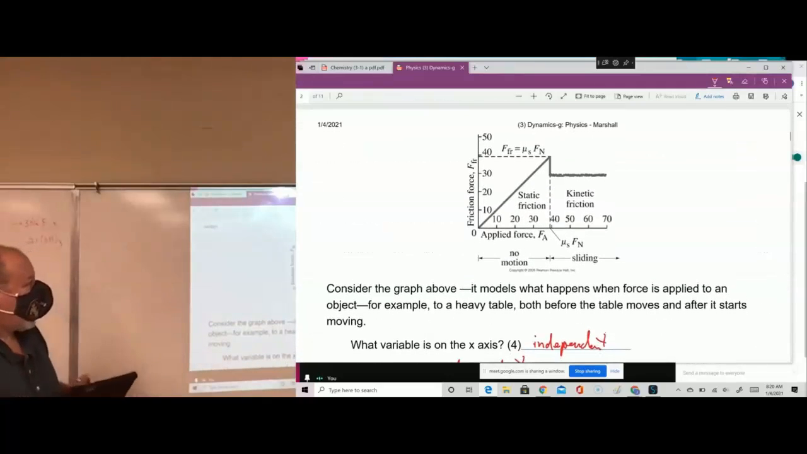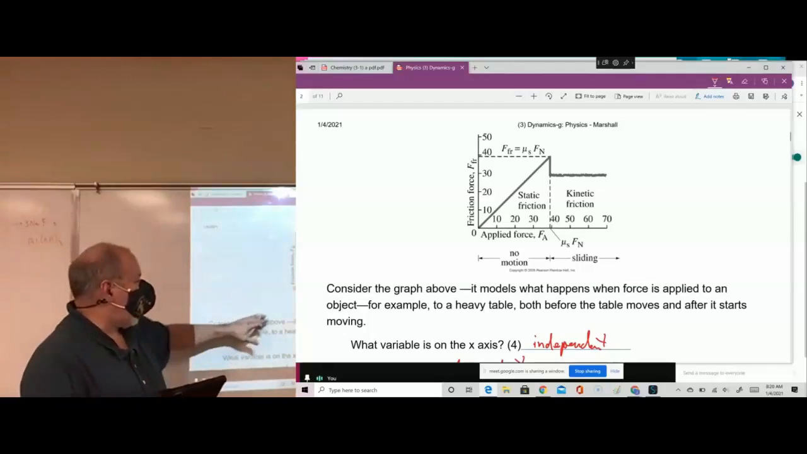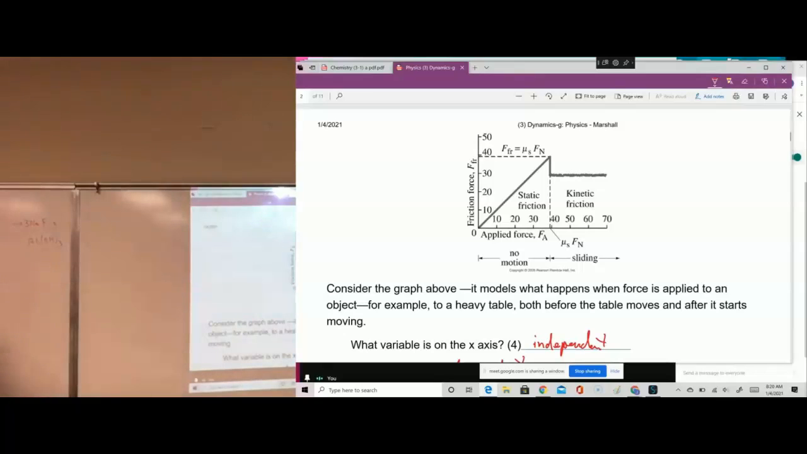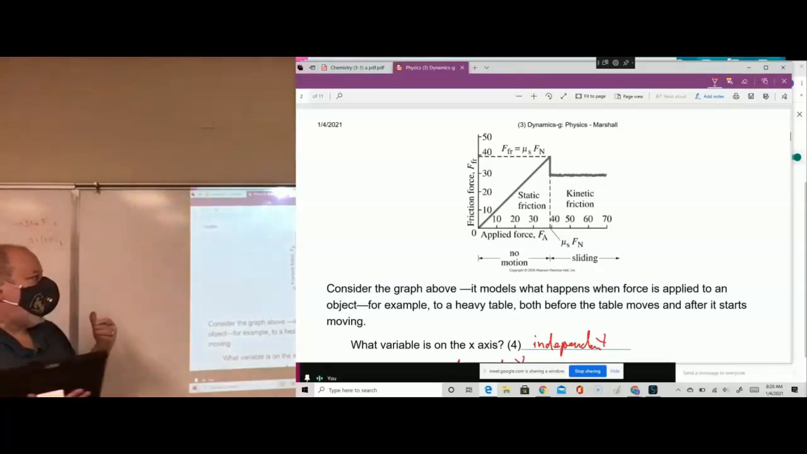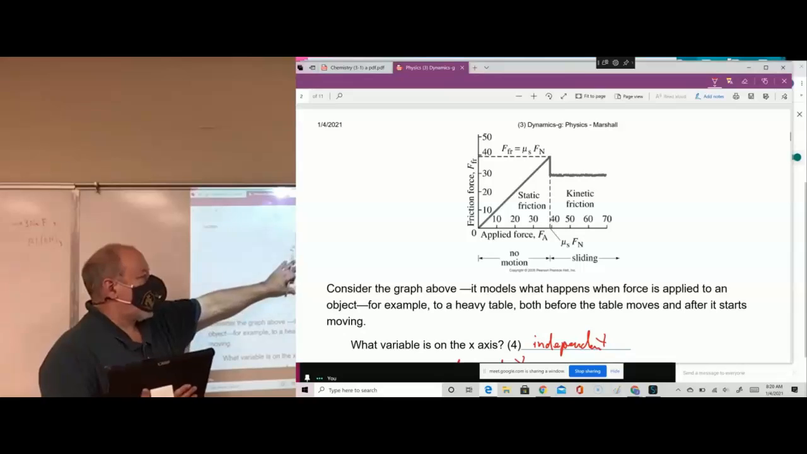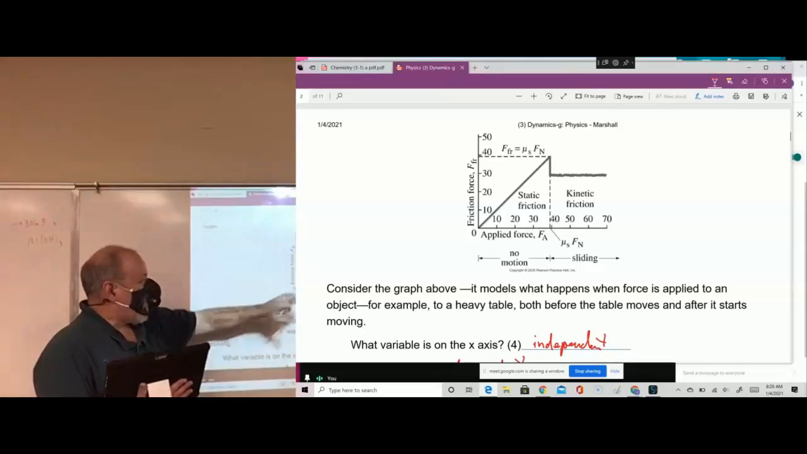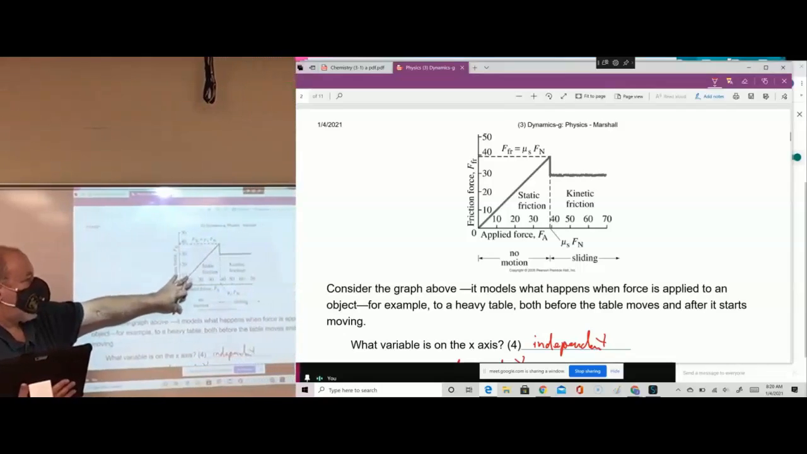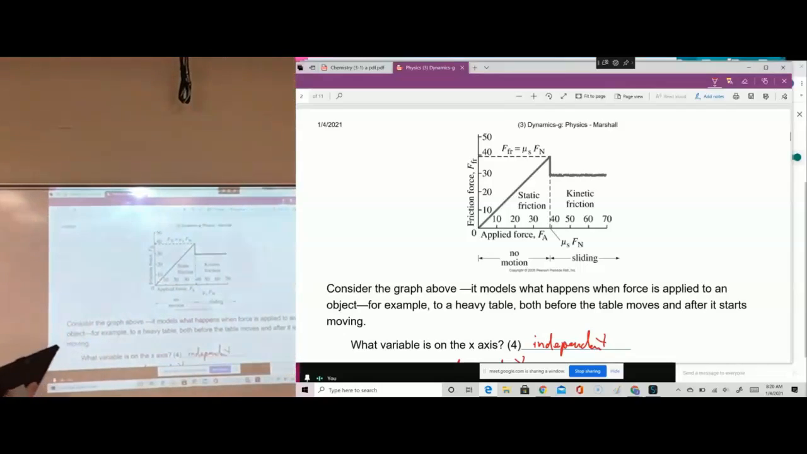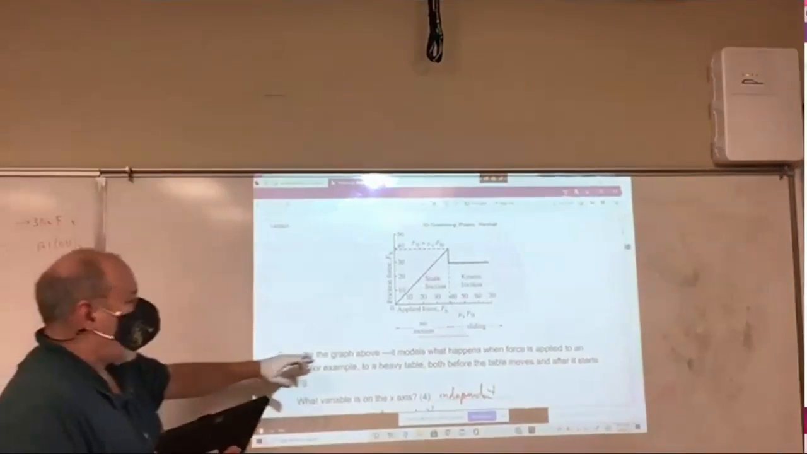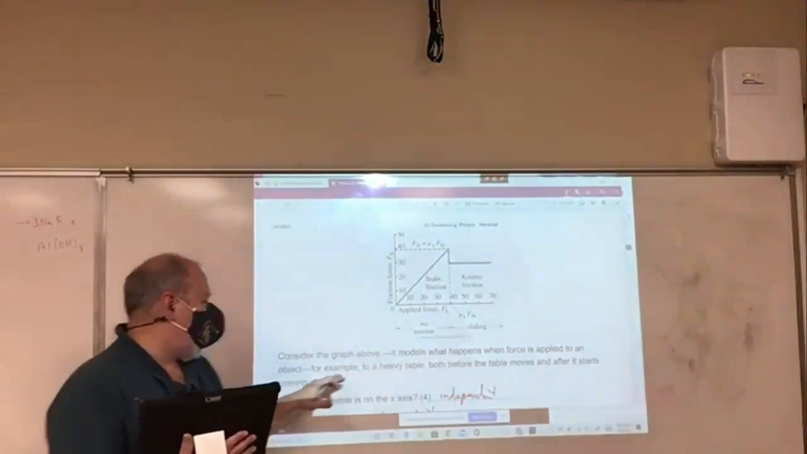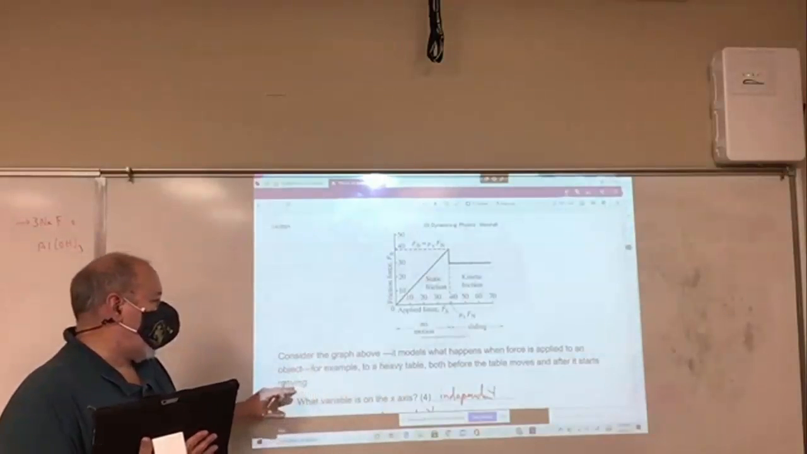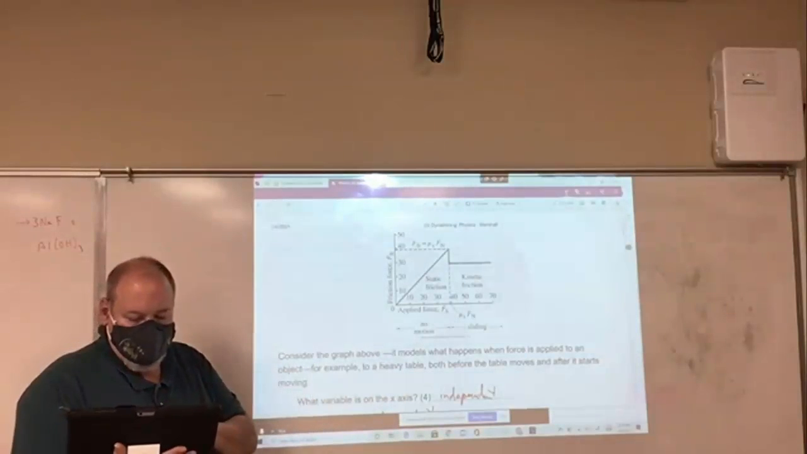Okay? So let's look at this graph. Consider the graph above. ACT tests are great places to see graphs, and how to interpret them is a significant thing that the College Board is looking for. And you don't have to know anything about this in order to be able to interpret a graph like this. So the graph above models what happens when force is applied to an object, for example, to a heavy table, both before the table starts moving and then after it stops moving.